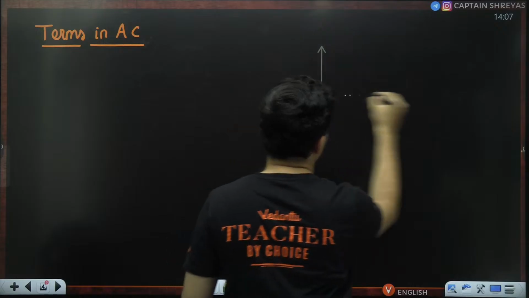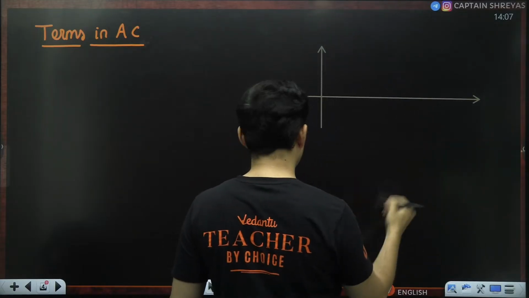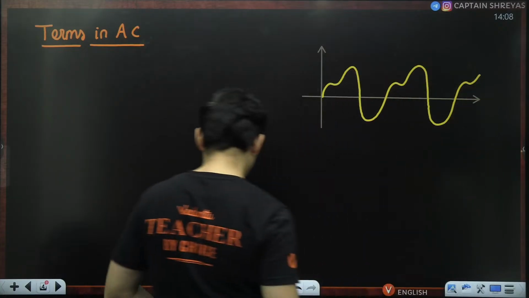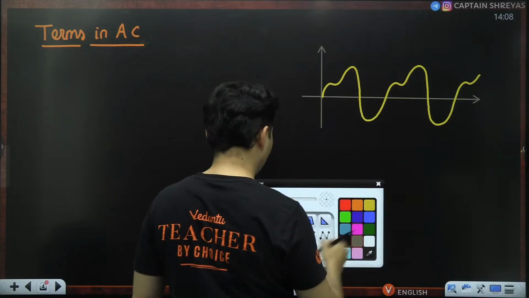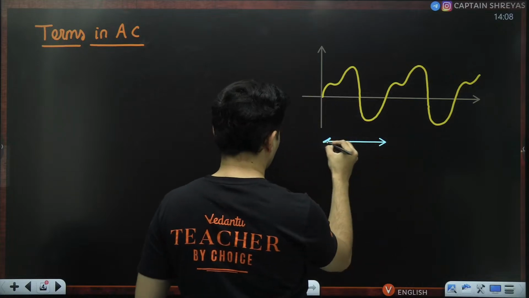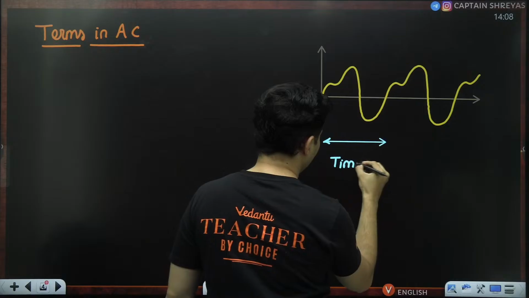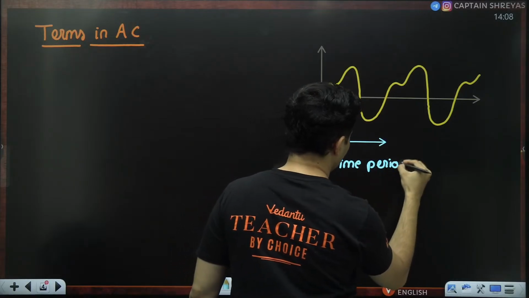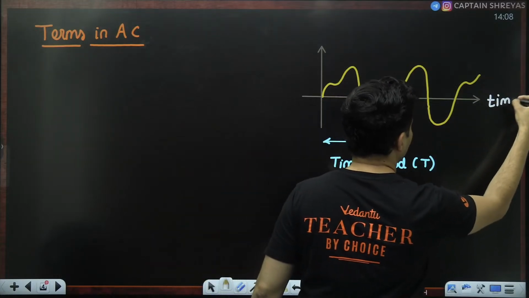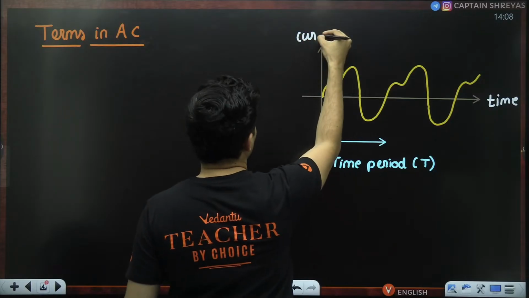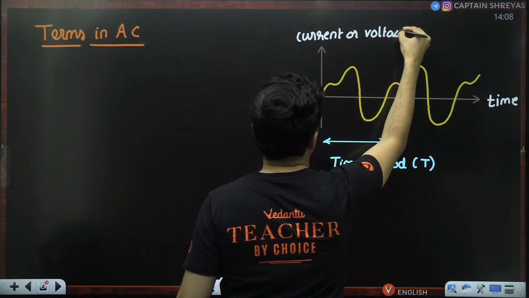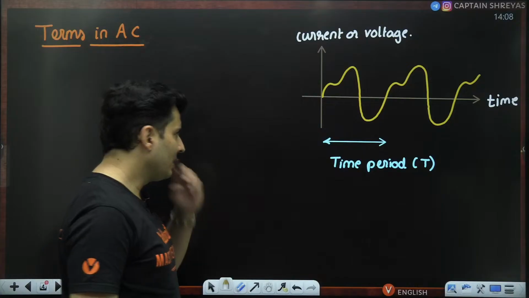See, if you have something which changes periodically, let's say like this, then from here to here is one time period, basically T, assuming this horizontal axis is the time axis. This could be either current or even voltage, doesn't matter, current or voltage. So that is basically one time period.